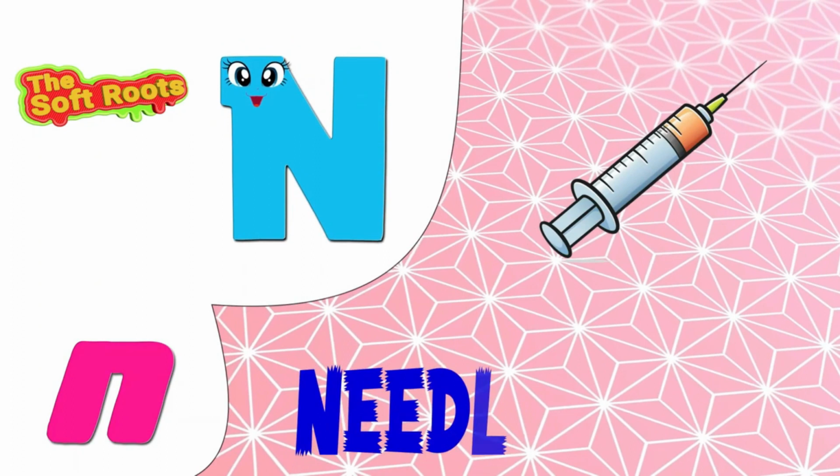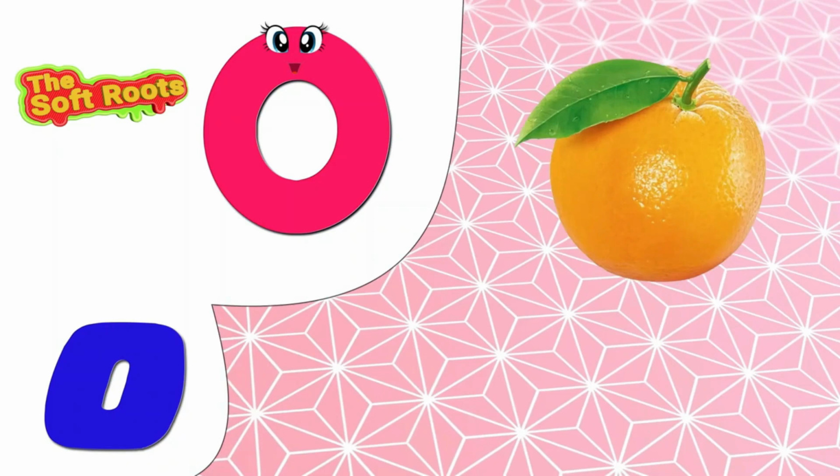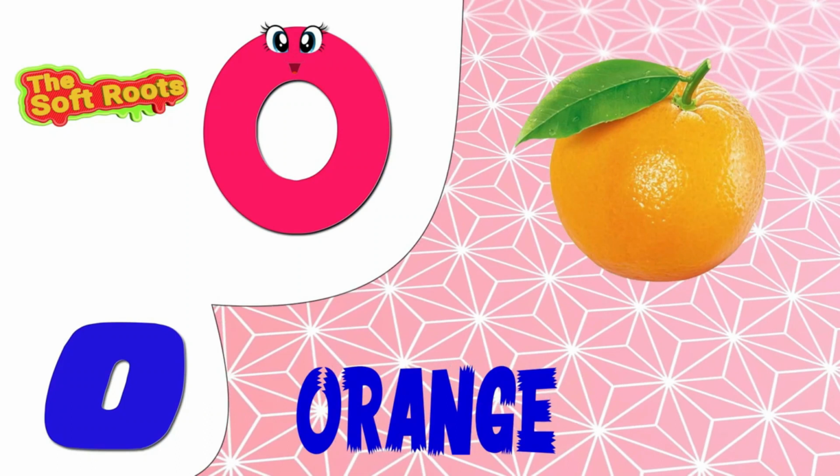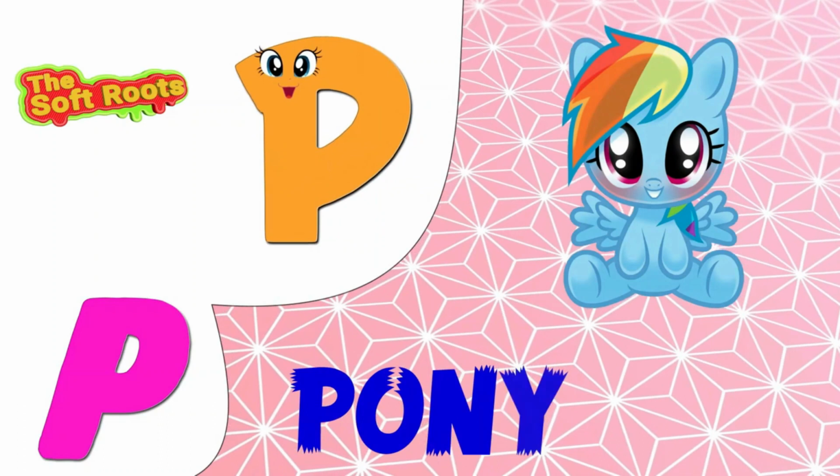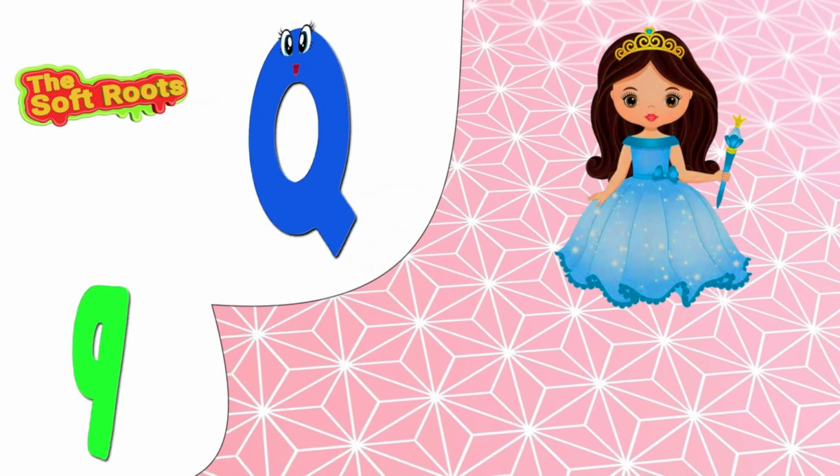N, needle. O is for orange, o, o, orange. O, orange. P is for pony, p, p, pony. P, pony. Q is for queen, k, k, queen.